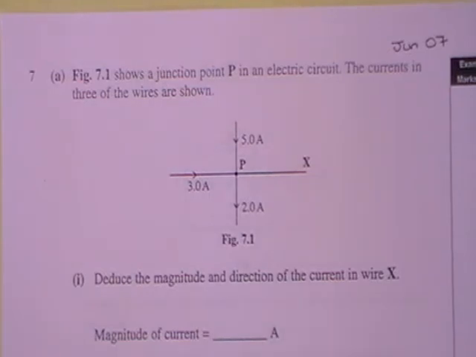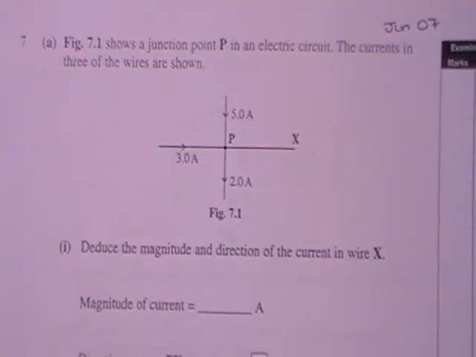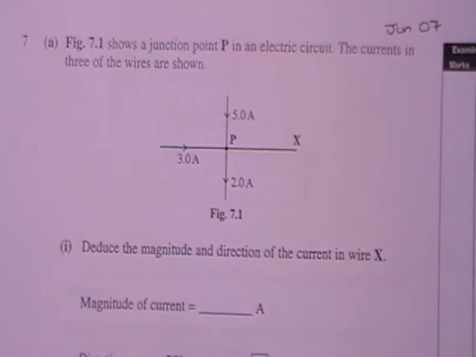This is June07, question 7. Figure 7.1 shows a junction point P in an electric circuit. The currents of 3 of the wires are as shown. Deduce the magnitude and direction of the current in wire X.